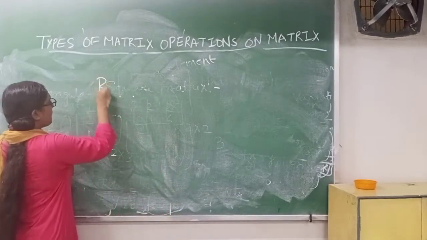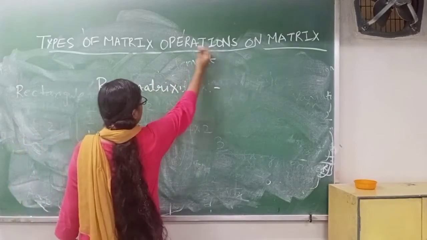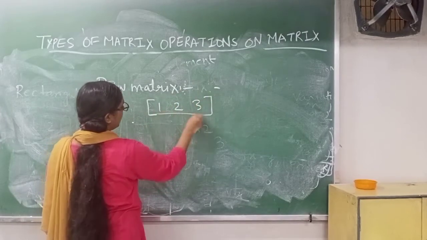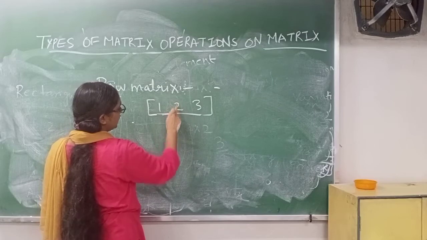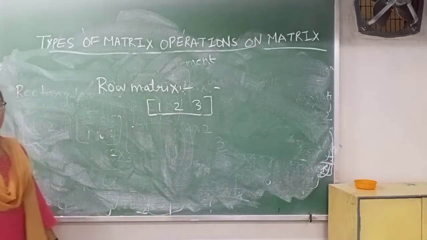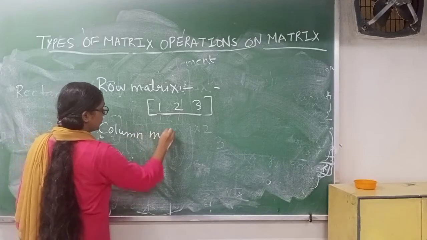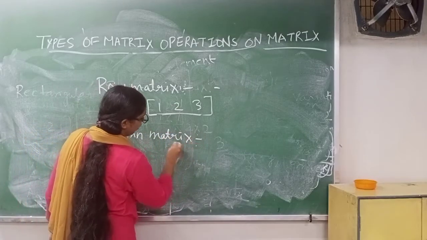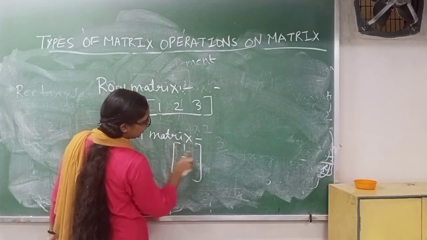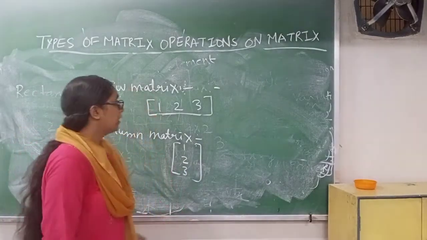Now row matrix. What is a row matrix? When we have only one row, 1, 2, 3. See, we have one row, but how many columns do we have? 3 columns. But when we have one row, this is known as a row matrix. And the same for a column matrix. When we have only one column, 1, 2, 3. See how many columns we have? One column, but we have 3 rows. So this is known as a column matrix.